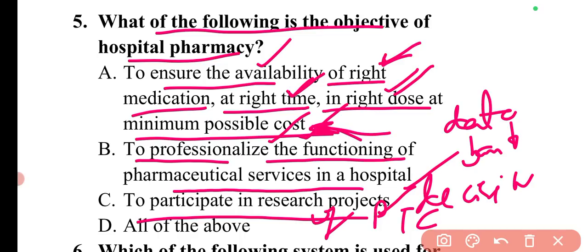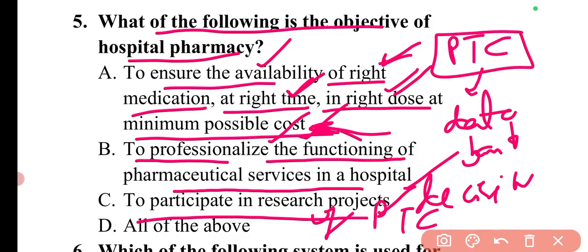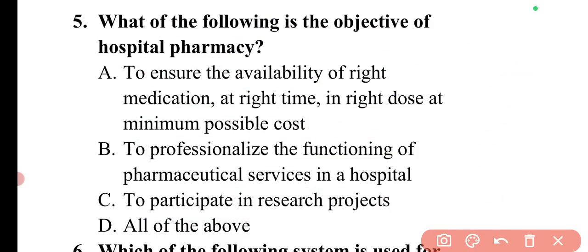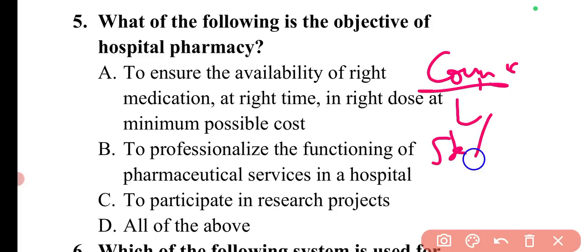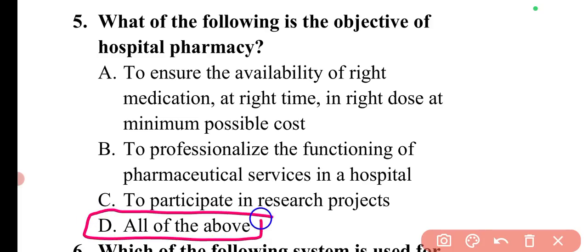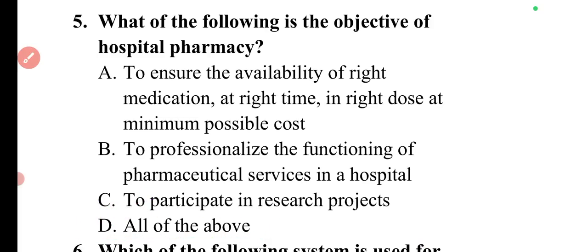So this point is very important, to implement the pharmacy and therapeutic committee decisions, PTC. Who is responsible for that is the hospital pharmacy. And also to act as a counseling department. Counseling is also provided for medical staff, nurses, patients. So these different objectives are there for hospital pharmacy. So here the correct answer will be option D, all of the above.